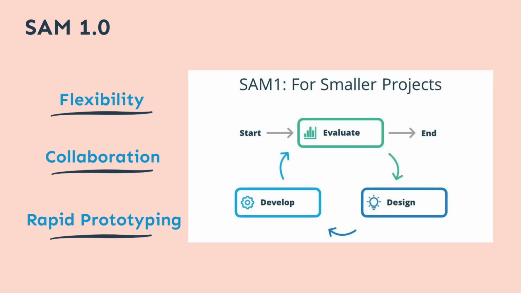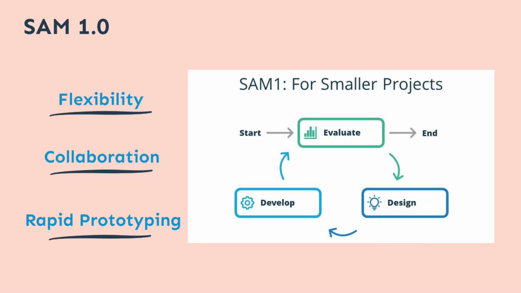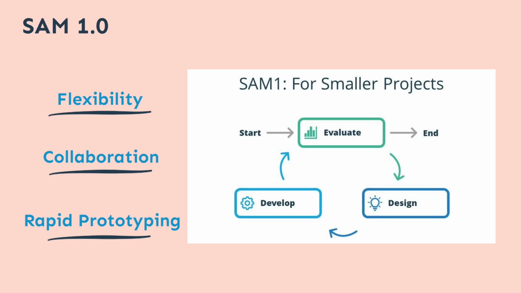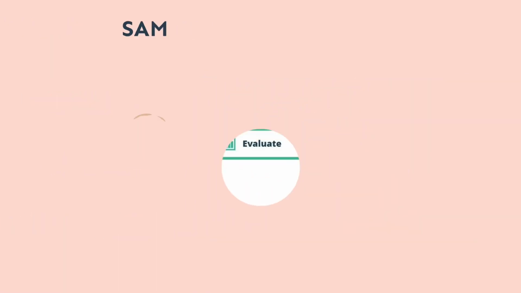SAM 1 can be a good fit for smaller projects or teams. This version of SAM is a simple model with 3 iterations of the familiar instructional design steps of evaluation, design, and development. This approach allows everyone's ideas to be discussed, prototyped, and tested early on, bringing you closer to a usable product more quickly, or MVP, minimally viable product.